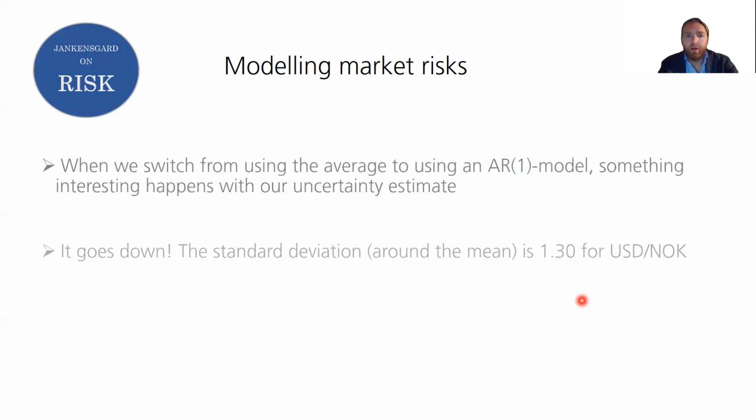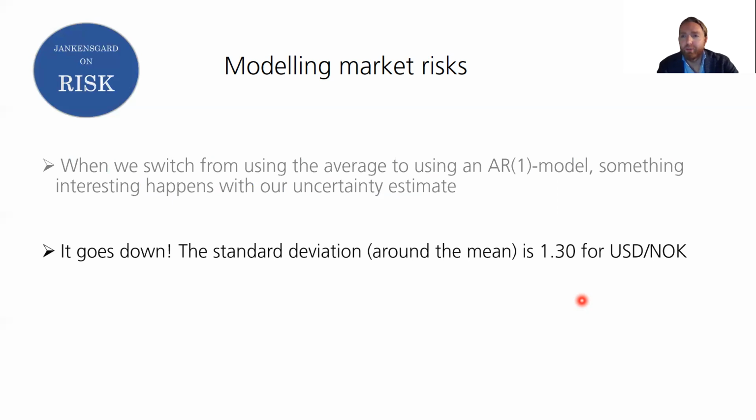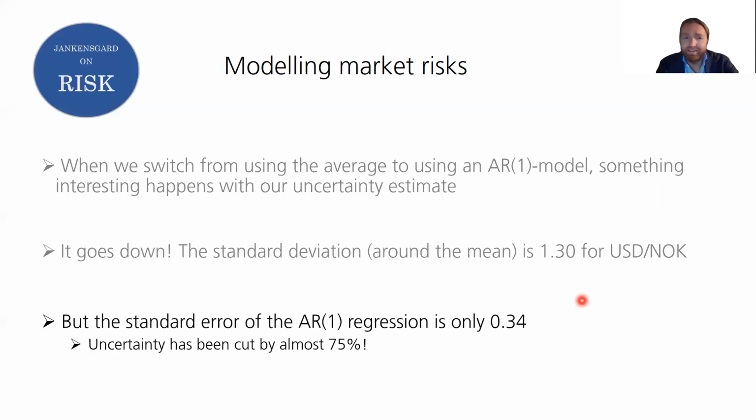And moving on now, an important consideration is that something interesting is going on with the estimate of uncertainty as we switch from using the average to the AR1 model. Now recall that the standard deviation is what we use to proxy for uncertainty when we use the sample average. That was 1.3 for the US dollar versus NOK exchange rate. For the AR1 regression, the standard error, which is a model output, is only 0.34. That's a measure of the uncertainty around the model's forecast. So uncertainty is down by 75%.